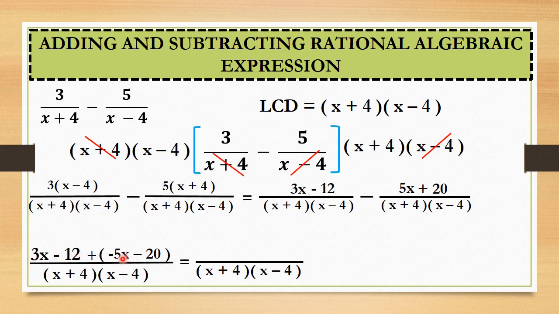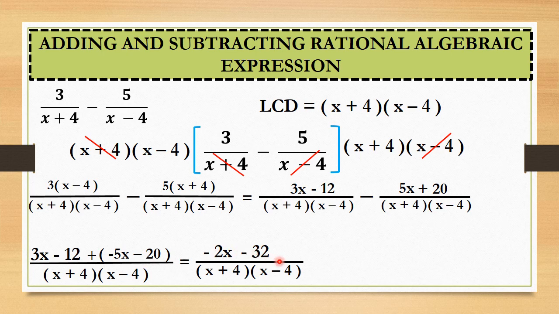So, positive 3x plus negative 5x. So, unlike yung sign, so, subtract 3 from 5, we have 2. So, yung sign nila ay negative. Negative 2x kasi mas mataas yung absolute value ng negative 5 sa positive 3. Then, like terms is the constant terms, negative 12 plus negative 20. So, same sign, just add 12 plus 20, that is 32. Copy their common signs. So, minus 32.